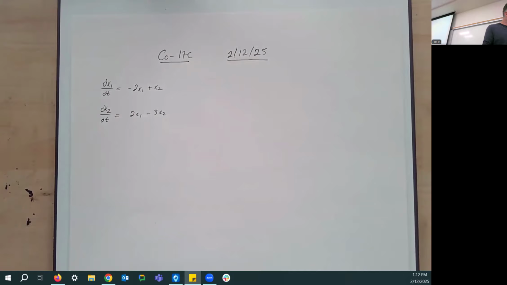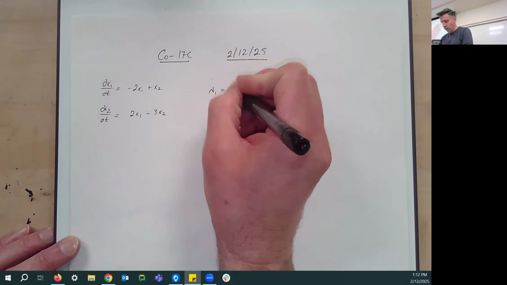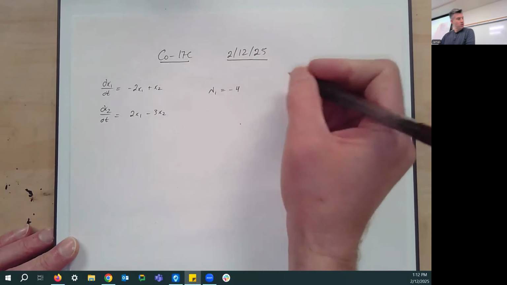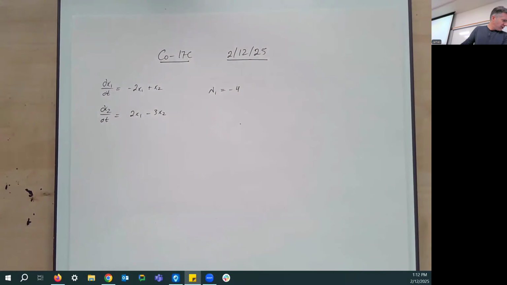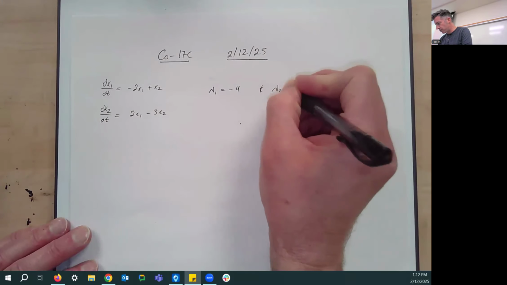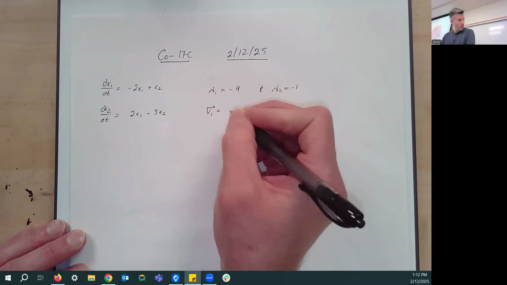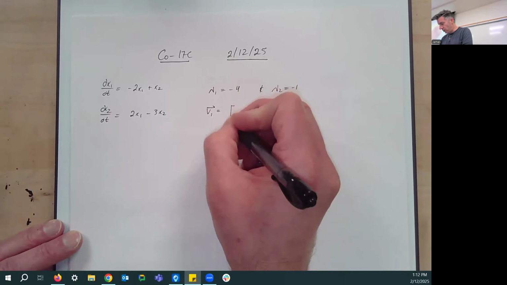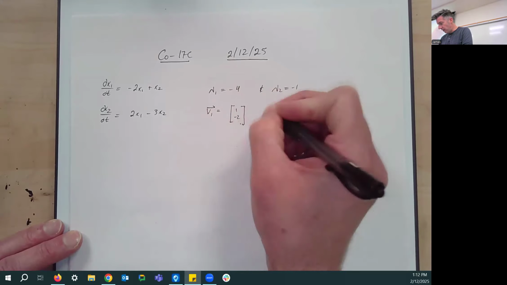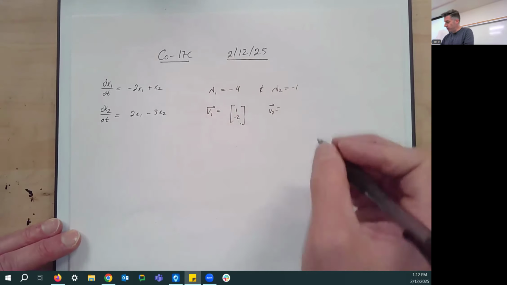So we had lambda 1 equal to -4, and lambda 2 equal to -1. And then the eigenvector with -4 was (1, -2), and the eigenvector with lambda 2 was (1, 1).